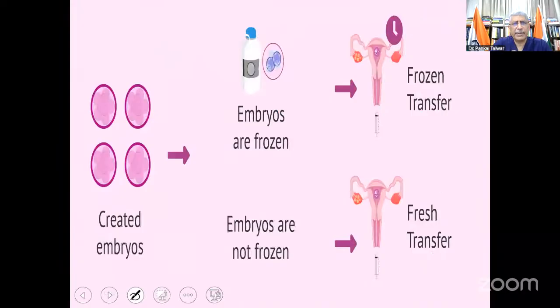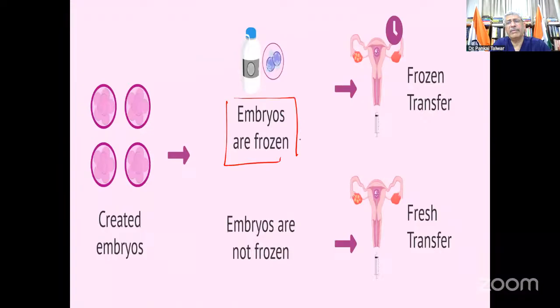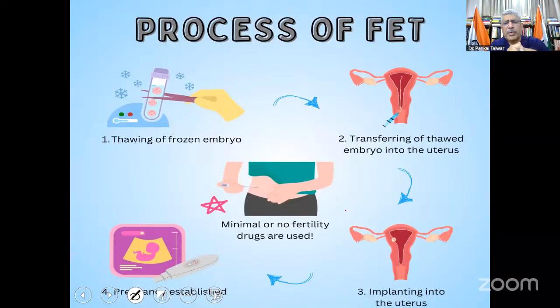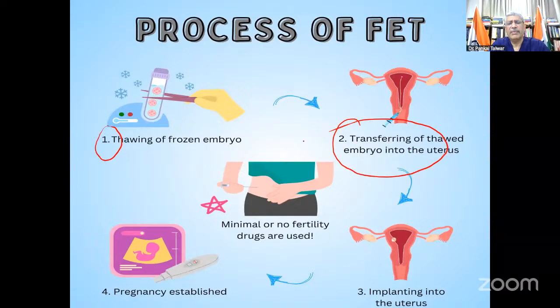So we create the embryos. We freeze the embryos on day 3 or day 5, and then we transfer. Or we carry out fresh embryo transfer. This is one lesson. So in the process of FET, we thaw the embryos, and then after thawing, we transfer the embryos into the uterus. We give minimal fertility drugs to the patient, and then after we have done that, we implant them.